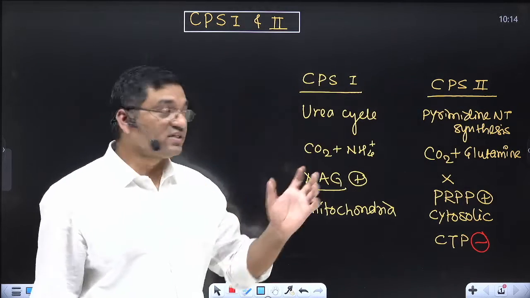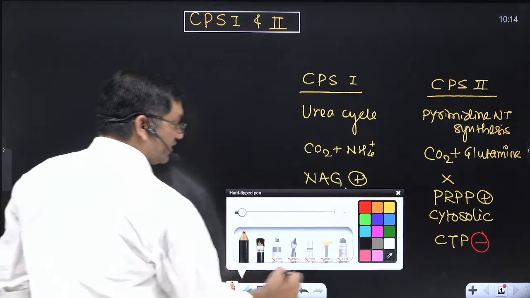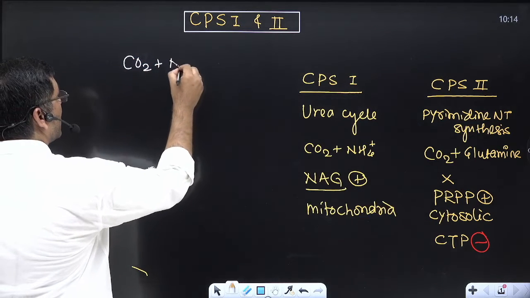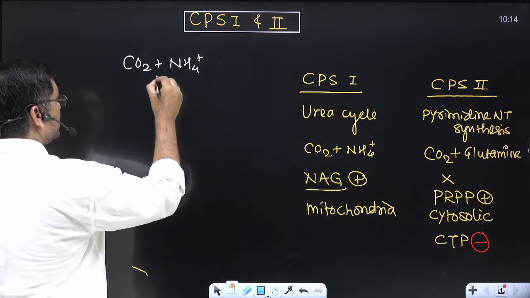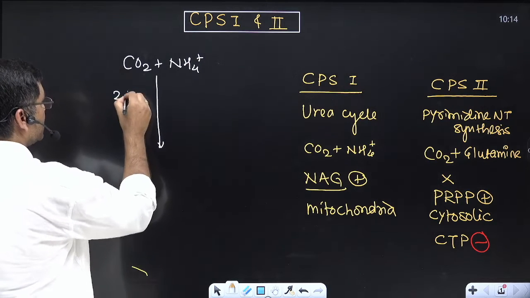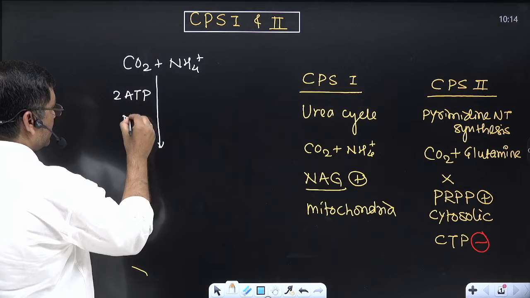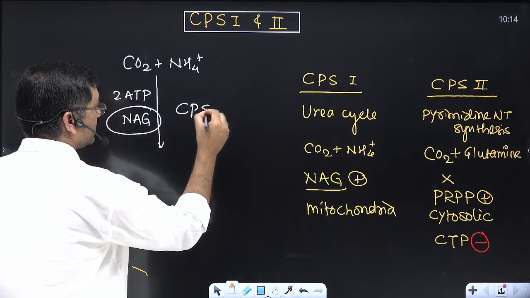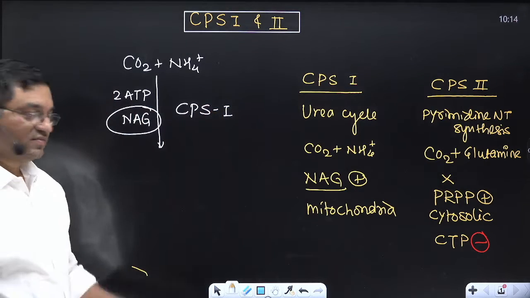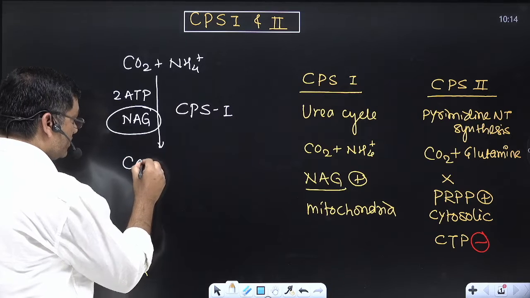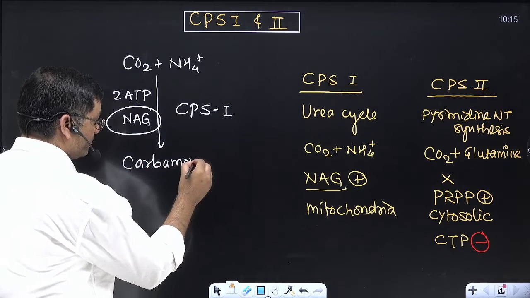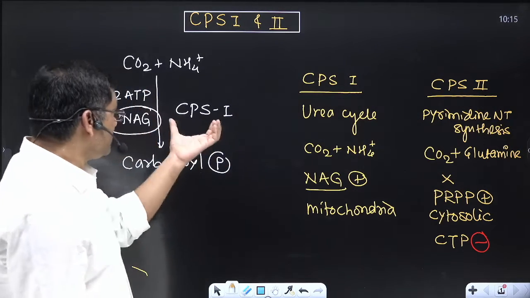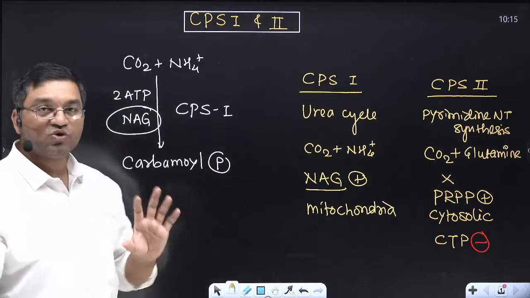Now, what is the reaction? CPS1 catalyzes the condensation of CO2 plus ammonium ions, and 2 ATPs are required. N-acetyl glutamate is the allosteric activator of carbamyl phosphate synthetase 1 and leads to the synthesis of carbamyl phosphate. This is the reaction catalyzed by CPS1. This reaction belongs to the urea cycle.